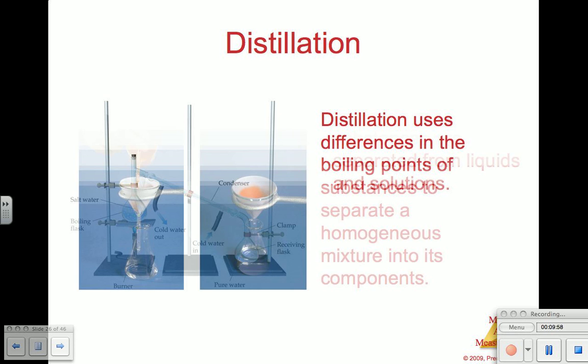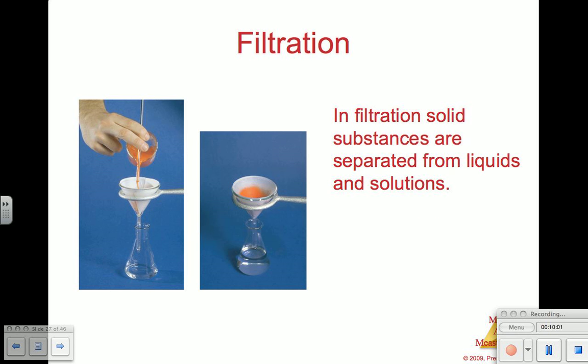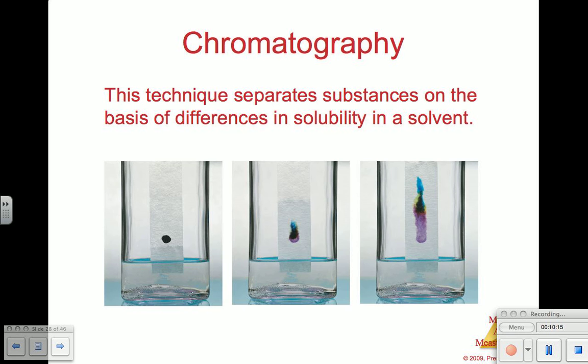Another way to separate something is if you have a solid precipitate in a solution or in a liquid. The way that you would separate that would be through filtration. We'll be utilizing filtration quite a bit this year in the labs that we do. And then the last type of separation that we're going to talk about today is chromatography.